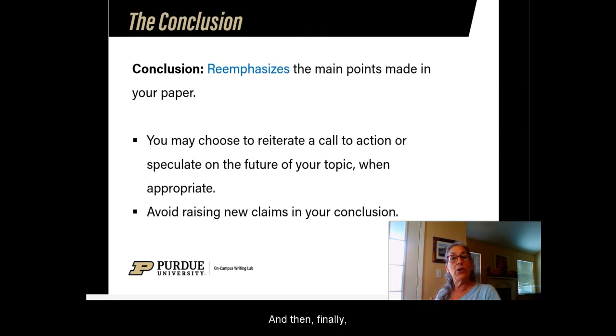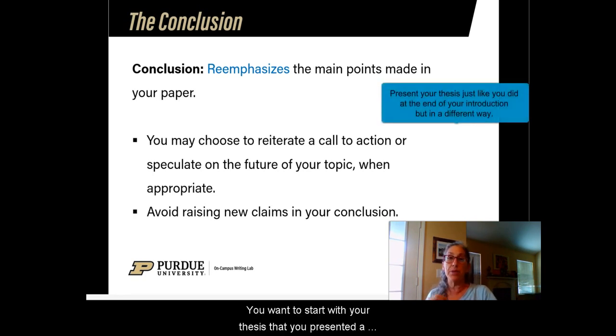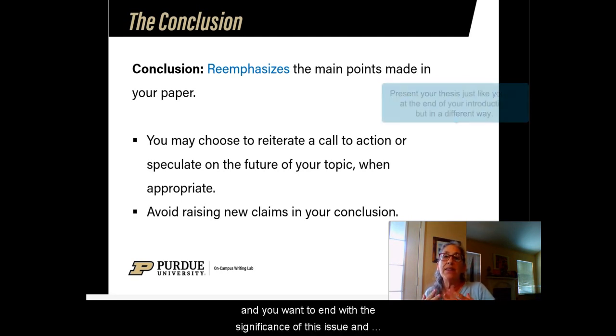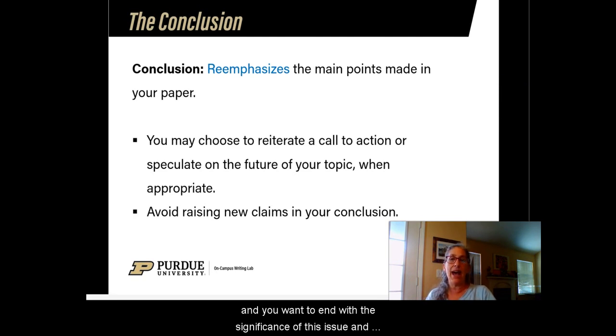And then finally, your conclusion, right? And this is where you are going to just wrap it up for your reader. You don't want to introduce anything new in your conclusion. You want to start with your thesis that you presented a different way than you did, and want to sum up the main points. And you want to end with the significance of this issue and how it's relevant to our society and to people in general.